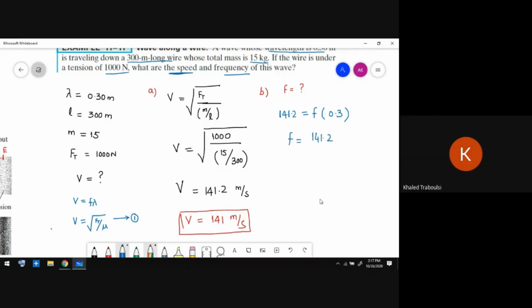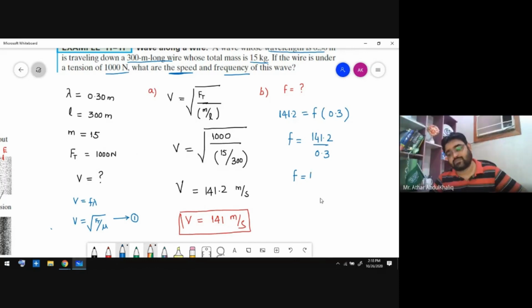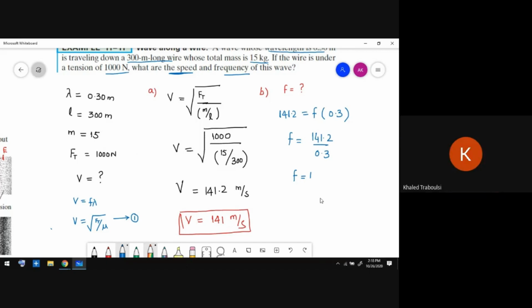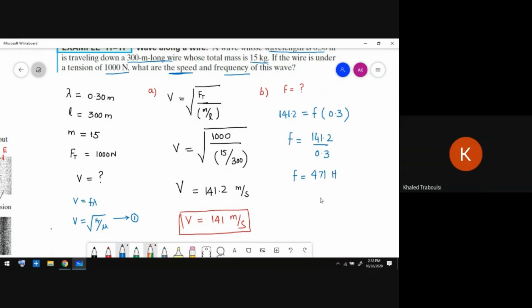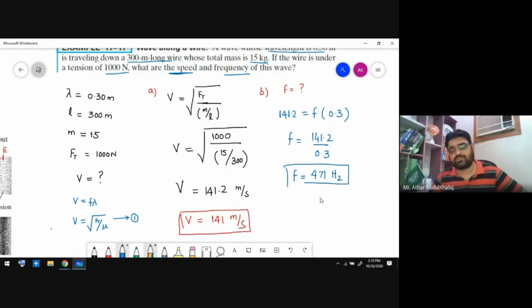Let me check. 141 divided by 0.3 is equal to 470.56. So 471 I can write. Yes. So this is 471 hertz.